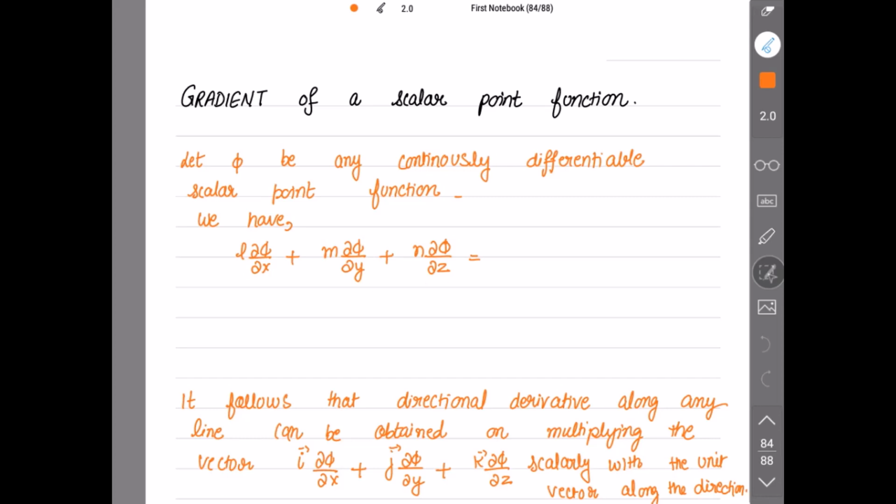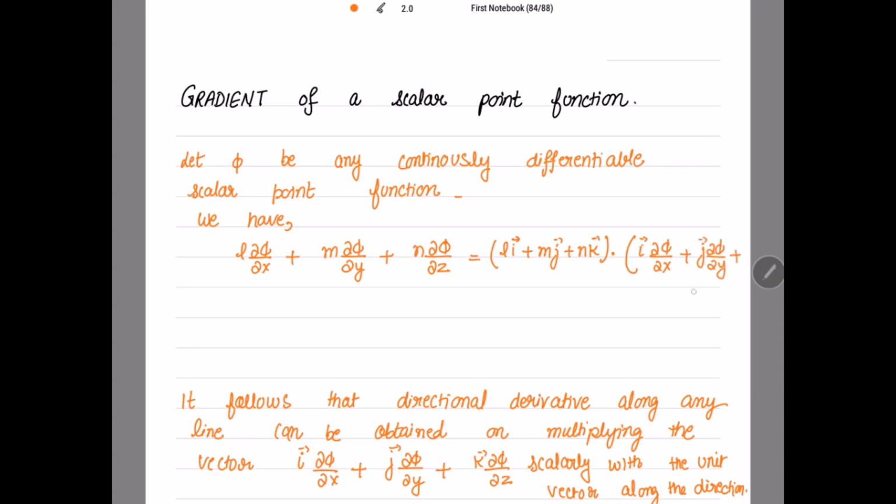Can I write this as a dot product of these two, which is L i plus M j plus N k, dot product with i del phi by del x plus j del phi by del y plus k del phi by del z? Can I write like this? If you solve this dot product, you will get back L del phi by del x plus M del phi by del y plus N del phi by del z.